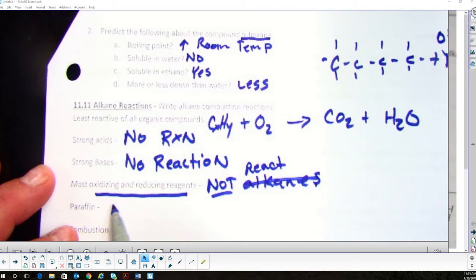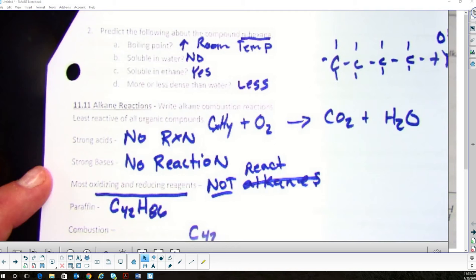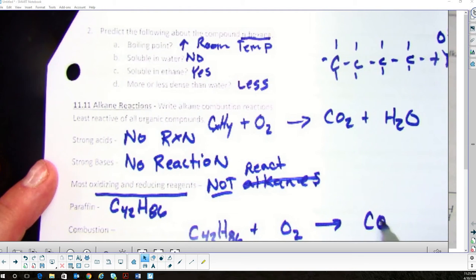Okay, paraffin. When we talk about paraffin, paraffin is a very long chain, usually C42H, double of that plus 2 is 86. So let's write the equation for the combustion of paraffin. I need to balance it. Take a second, see what you can do to balance it.